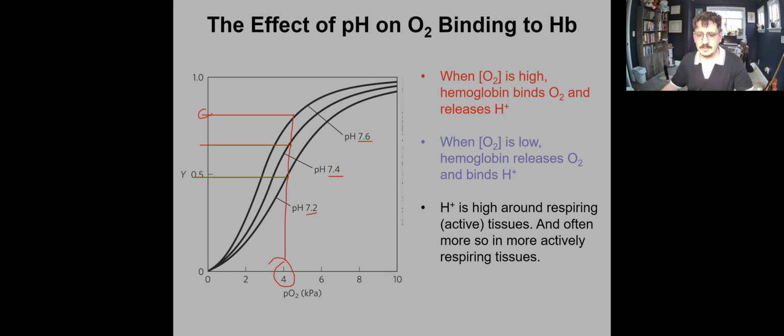What we can see is that at a concentration of 4 kilopascals of oxygen, at a low pH with lots of protons, it's going to be less full. Higher pH with fewer protons, a little bit more full. Higher pH still with even fewer protons, even more full. So if we increase the protons, we decrease the fullness of the protein. If we decrease the protons, we increase the fullness of the protein. Remember, an increase in pH is a decrease in protons. That double negative gets people sometimes.